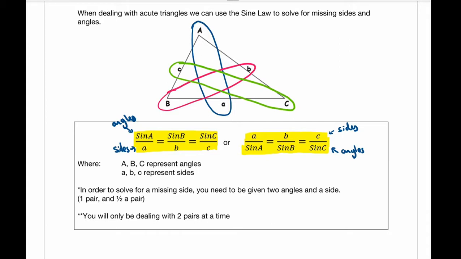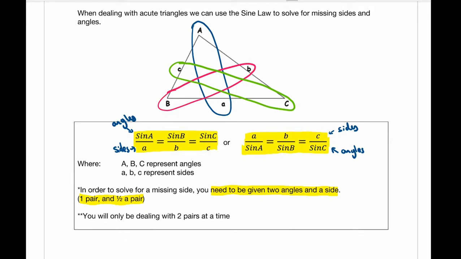So when we're solving for a missing side, we need to be given two angles and a side. And this will basically be equated to, or be visualized as, a full pair, or one pair and half a pair. So say the angle and the side is its full pair, and then the other angle and its unknown side is the half pair.